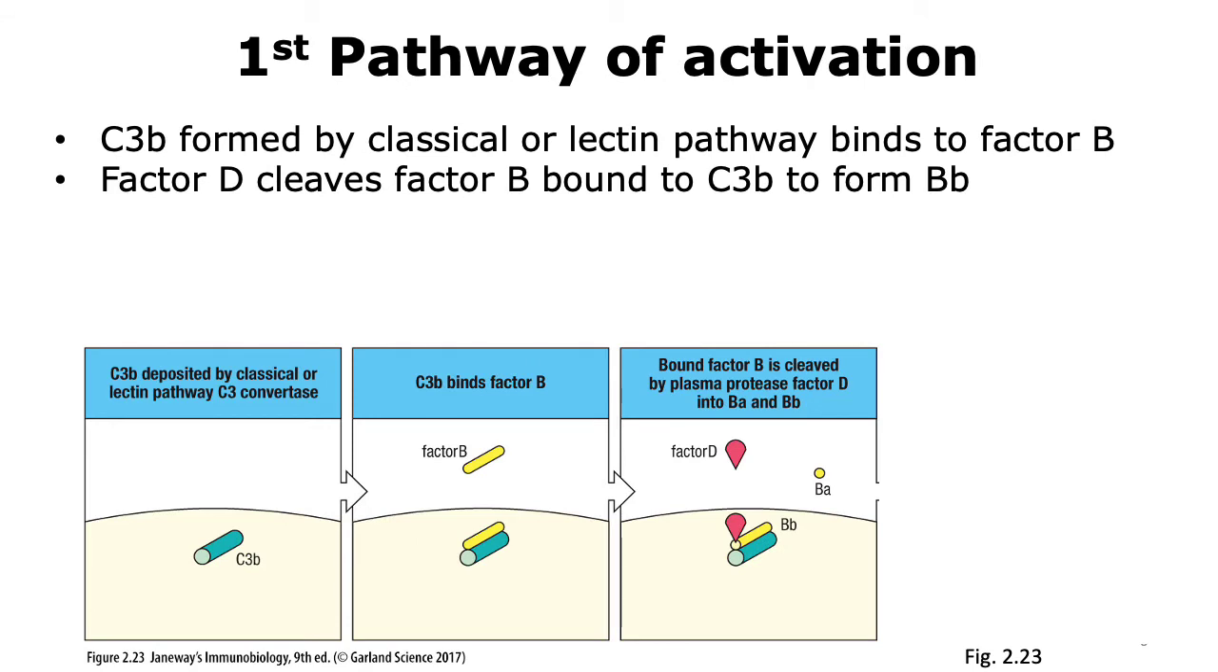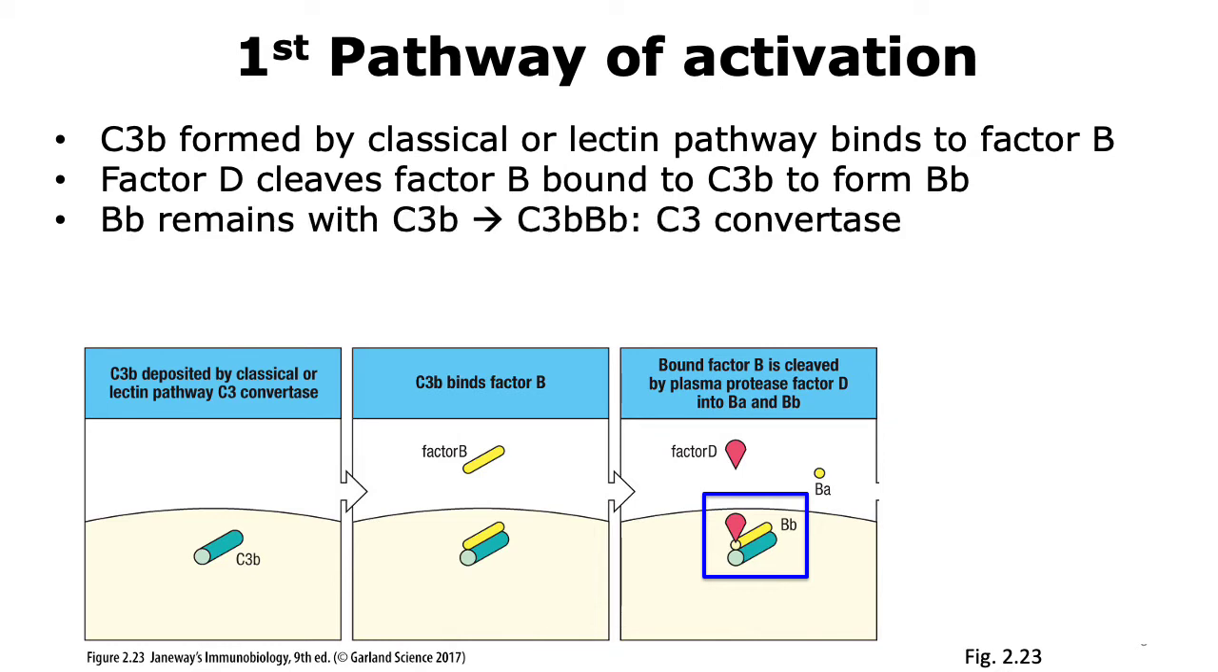The C3b that is bound to factor B can now interact with another complement protein called factor D. Factor D will then cleave factor B into two fragments, which are called Ba and Bb. The way we denote Bb is it's written as uppercase B and lowercase b. This capital B small b fragment of factor B is the one that will associate with C3b. Thus, we form a complex called C3bBb, and this complex has enzymatic activity and can function as a C3 convertase.